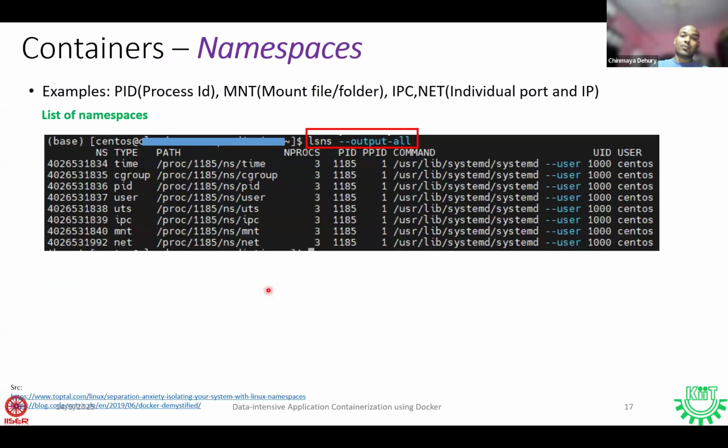And if you look at your console, your terminal, and if you insert this command, lsns --output all, then you will be able to see different namespaces. NS stands for namespace. For example, process ID, that means how the IDs of the processes should be distributed, the MNT or mount, the time, the cgroup.